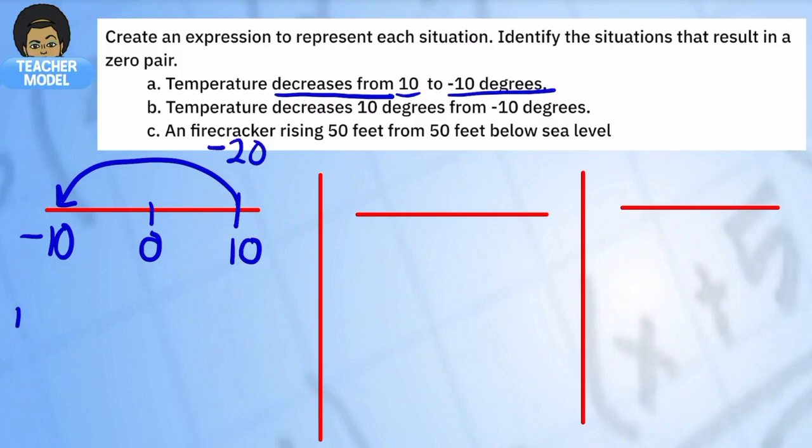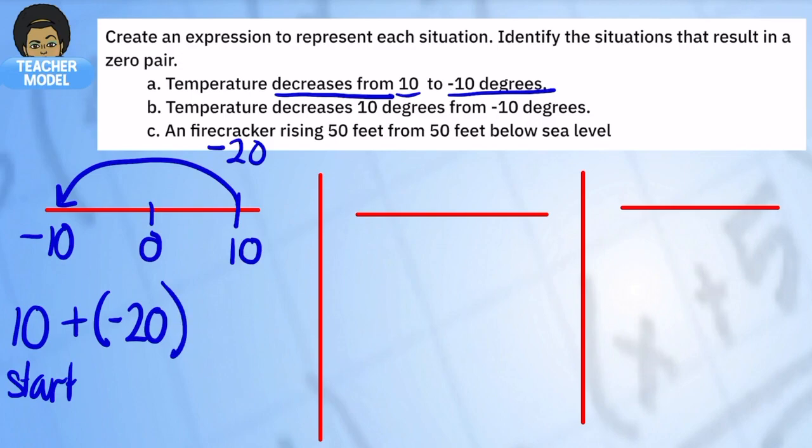So let's go with the start, which is 10 plus negative 20. And automatically looking at it, they're not opposites. I know it's not going to make a zero pair. And I know I end at negative 10. That's my change. So not the first one.